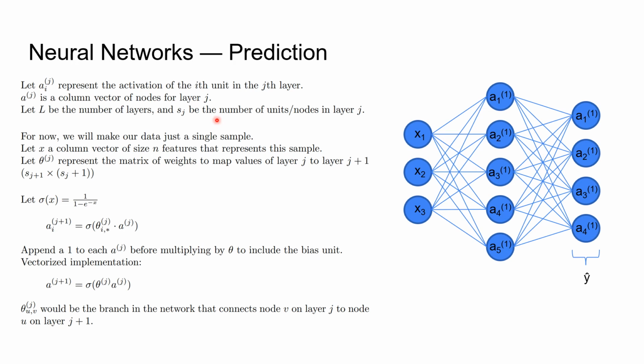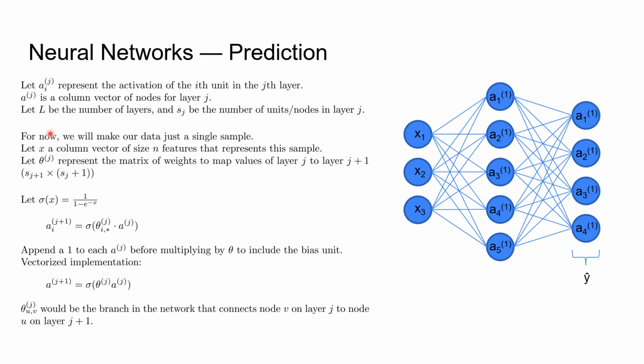There's quite a bit of notation to go over, so I'll explain that. Let Aij represent the activation of the ith unit in the jth layer. The activation is essentially the input for a node. So A11, that's the activation for this node. And let L be the number of layers, so each of these is one layer, and S sub j is the number of nodes in that layer. So for this layer, there'd be 5 nodes.